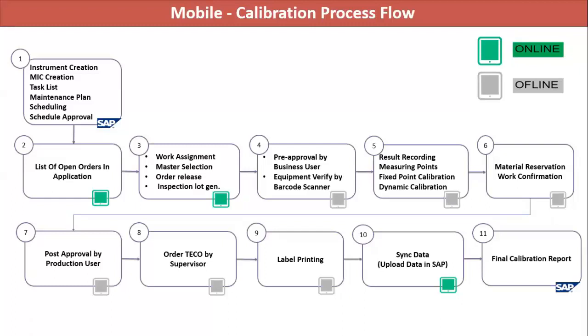The whole application works offline. Many times, whenever a user goes for capturing the calibration activity, there is no internet connectivity in the production area. To avoid that, this mobile application can work for result recording offline only, and whenever the user wants to transfer the data to the system, the user can sync. That's why we display which activity will be online and which activity will be offline.